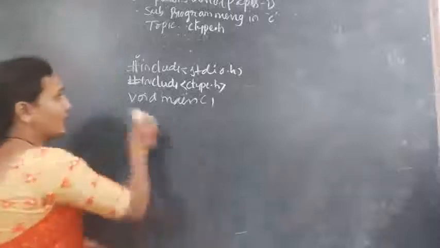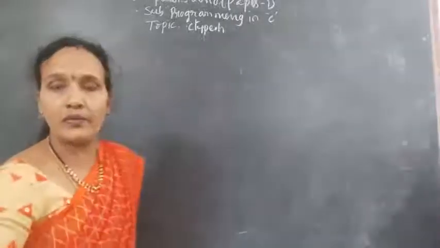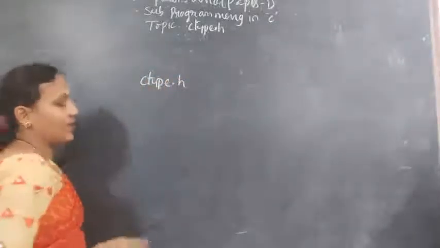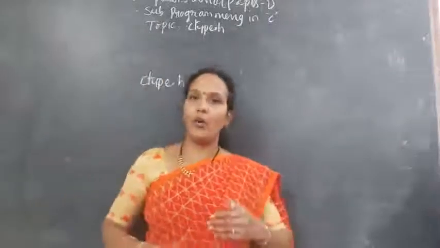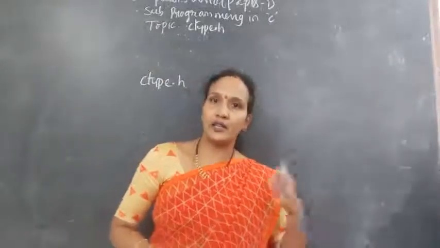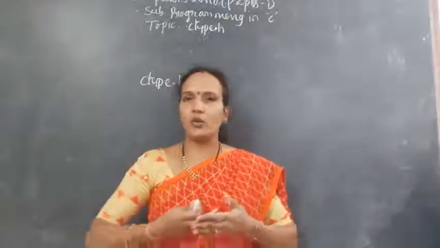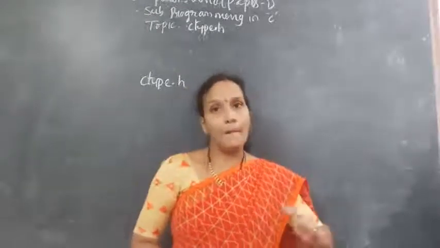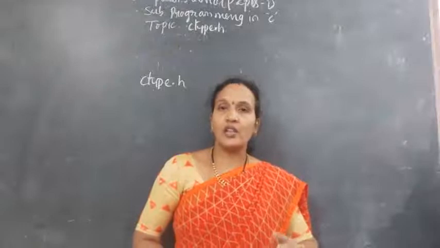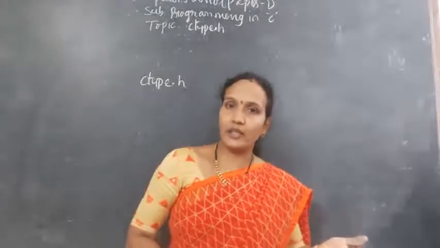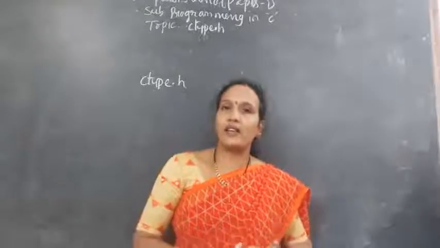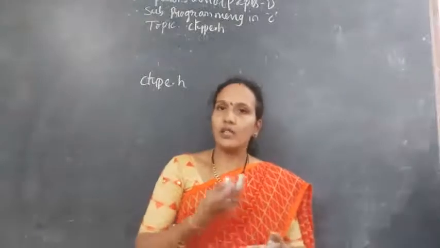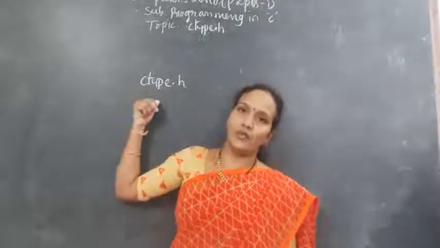Here, ctype.h is a header file. What is the use of that header file actually? ctype.h means character type. This header file contains all the functions related to characters. These functions are used to test the characters, manipulate the characters, and check whether the given input is a character, or a string, or uppercase, or lowercase. All these functions you will get from this header file.